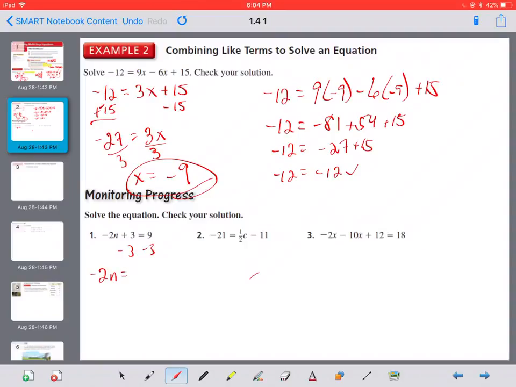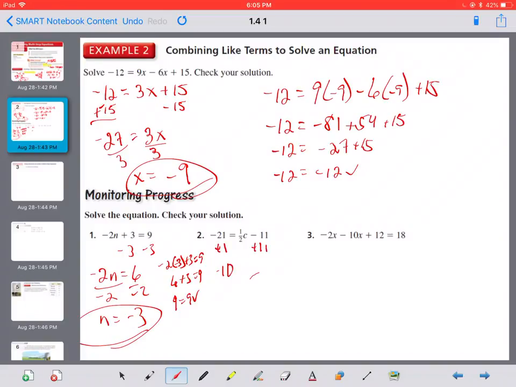Let's see, I'm going to move the 3 by subtracting from both sides. -2n equals 6. Divide by -2, both sides, and we get n equals -3. If we plug that back in, let's see, -2 times -3 plus 3 equals 9. So -3, negative makes positive 6 plus 3 equals 9. 9 equals 9. Yes, it does.